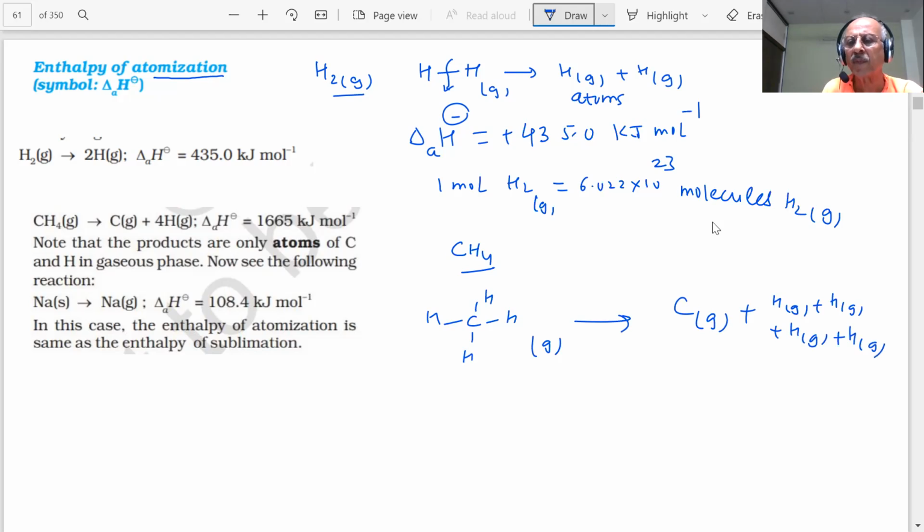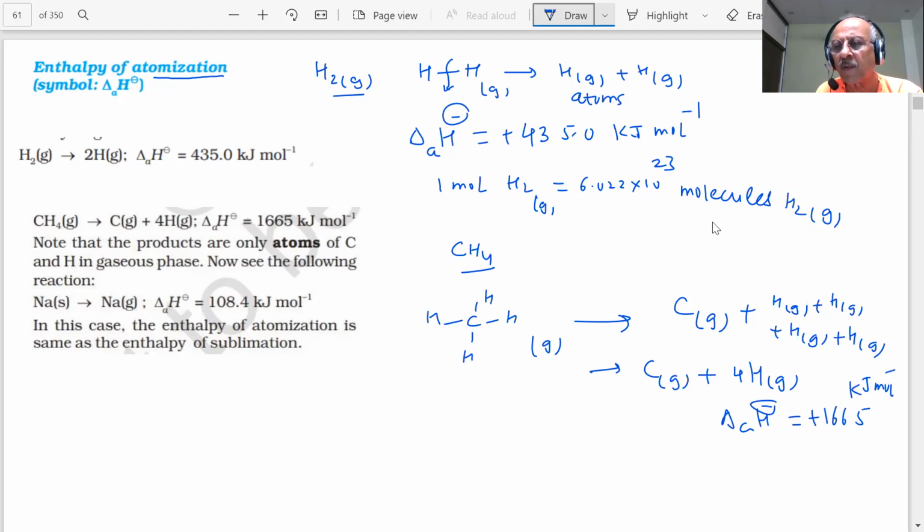Am I right? Yes sir. I may write it like this: carbon C plus 4 hydrogen atoms, in the gas state. So here you will need energy, enthalpy. You are breaking these bonds, and we are saying delta H atomization value is equal to plus 1665 kilojoules per mole. So how much enthalpy is required? How much energy, how much heat is required, students?